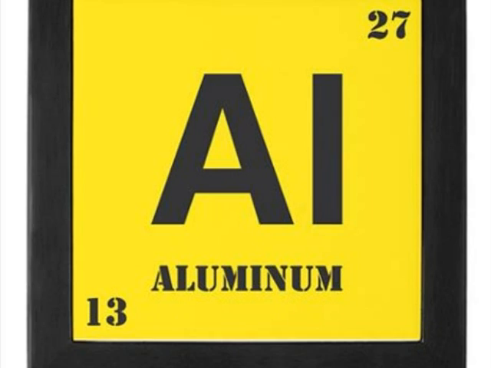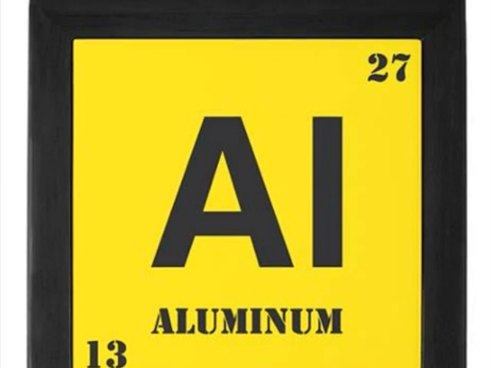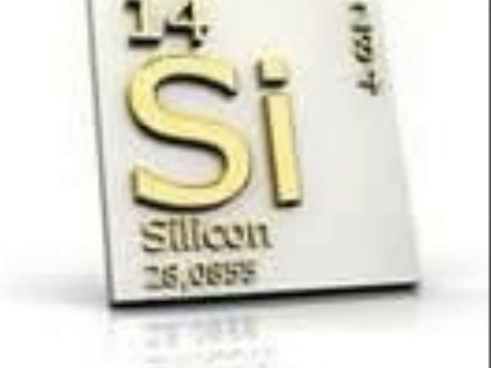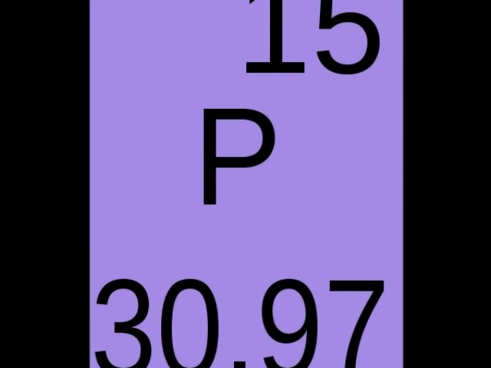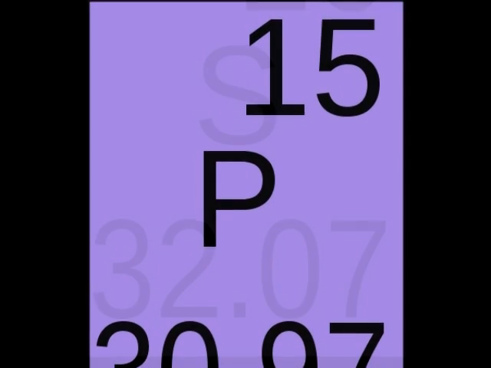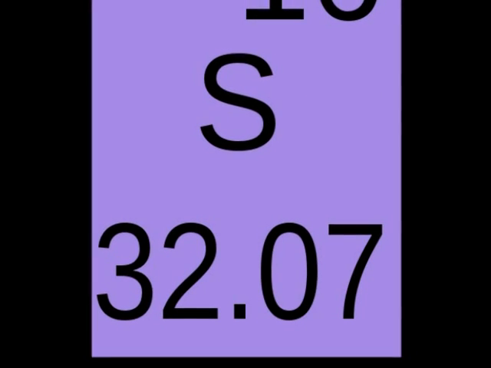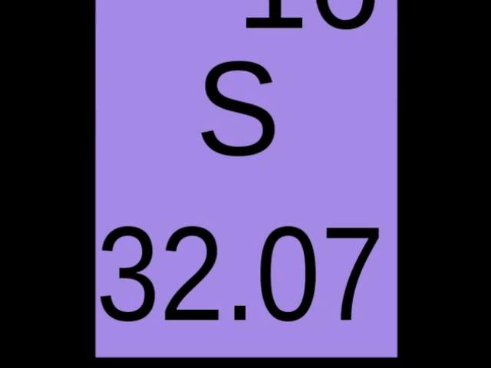Try to draw the orbital diagram for aluminum, for silicon, for phosphorus, and for sulfur. Everybody take a few minutes to do this on your own.